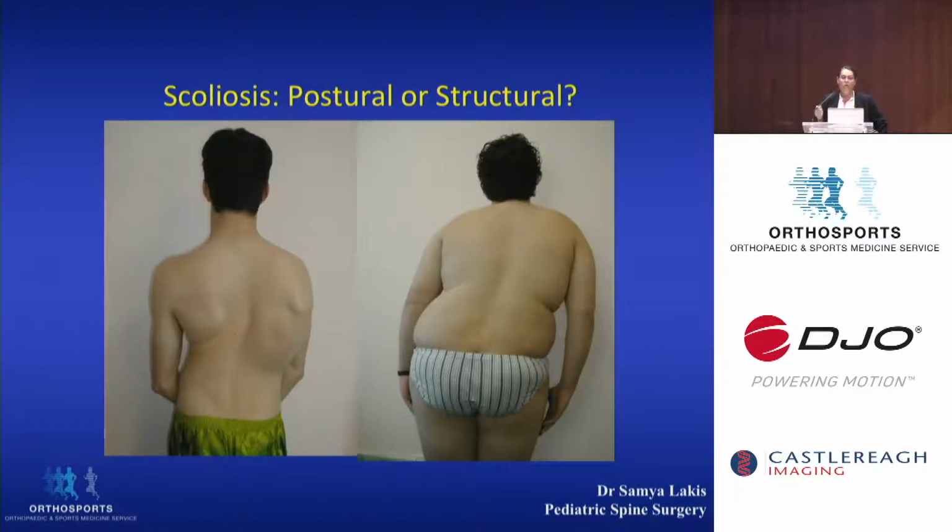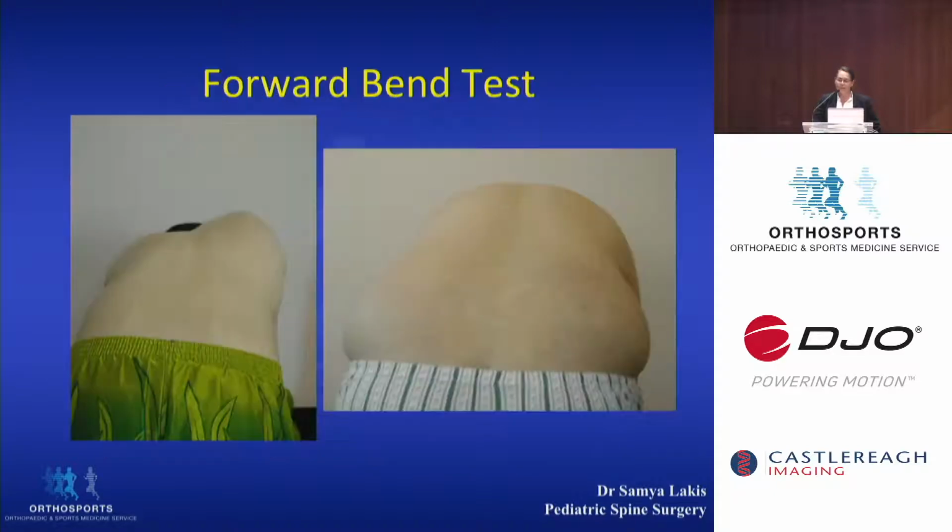So in reality, the real question is, does a patient have scoliosis? Is there a structural curve, or do they have what we call a list or a listhesis, where they're standing off to one side? And here you can see 2 gentlemen, and one has a scoliosis and the other one has a list. And the real classic way to test this is the classic forward bend test.